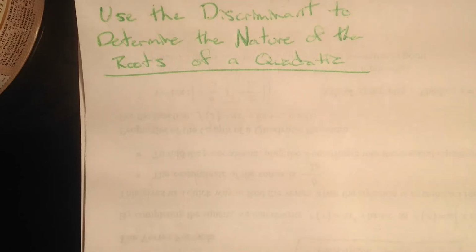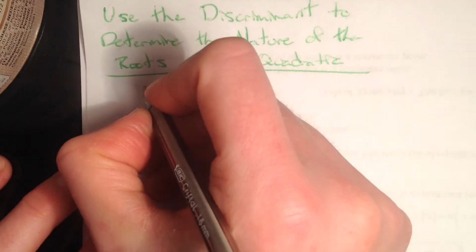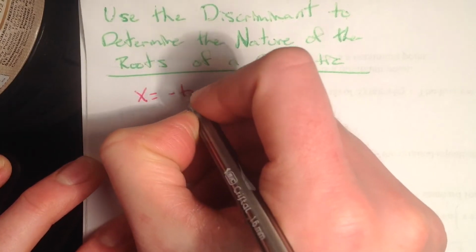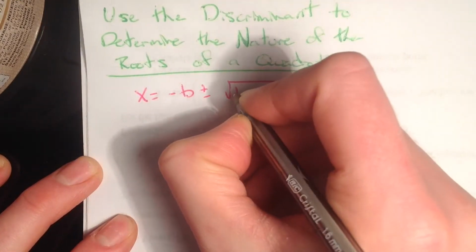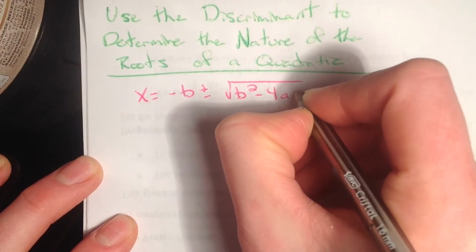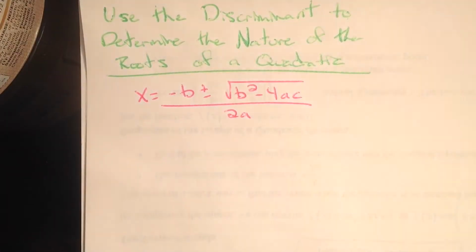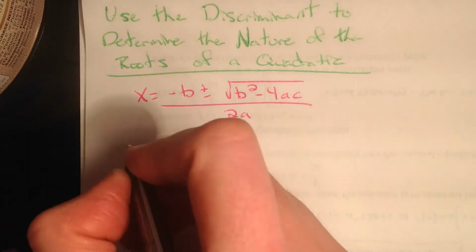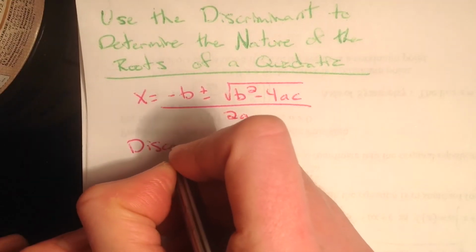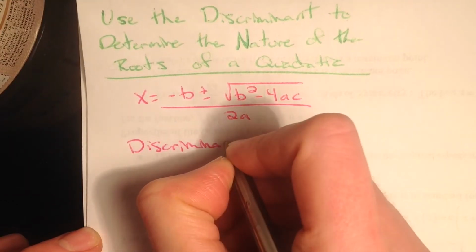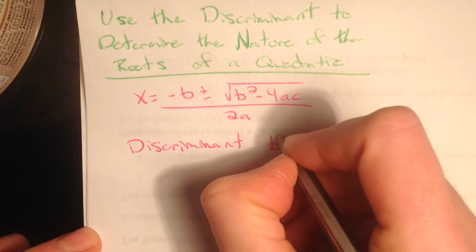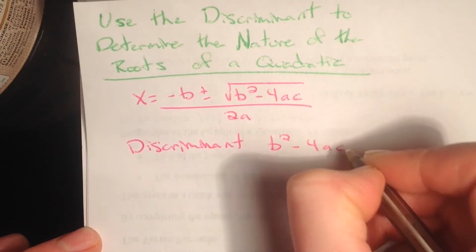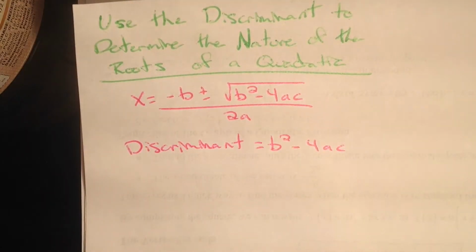So earlier we got introduced to the quadratic formula. Well, the quadratic formula, just to remind ourselves, is negative b plus or minus the square root of b squared minus 4ac all over 2a. Well, there's a certain piece of the quadratic formula that has a specific name. It's called the discriminant. The discriminant is the part under the square root, which is equal to b squared minus 4ac. Well, I'm going to call the discriminant d.